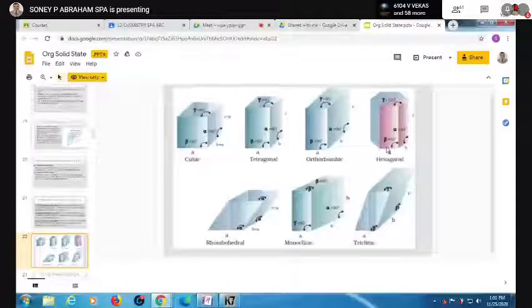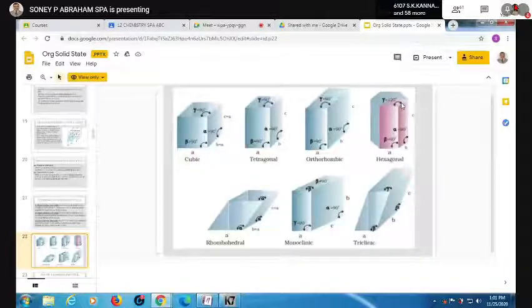All the edge lengths are different, but all the angles, alpha, beta, and gamma, will be equal to 90. Then orthorhombic: alpha, beta, and gamma will be 90, and A, B, and C will be different. Then when you are talking about hexagonal, A and B will be equal, and C will be different from A and B.